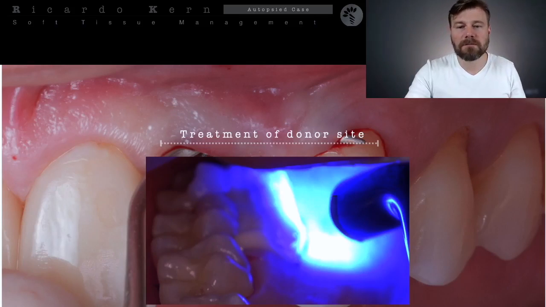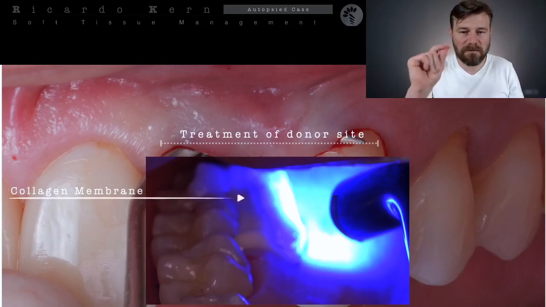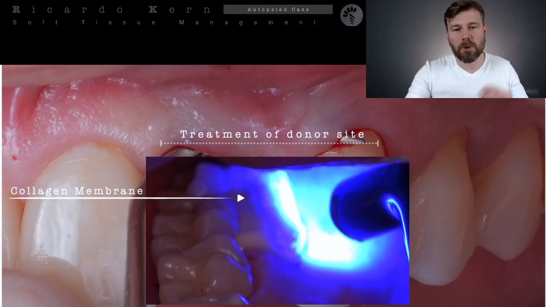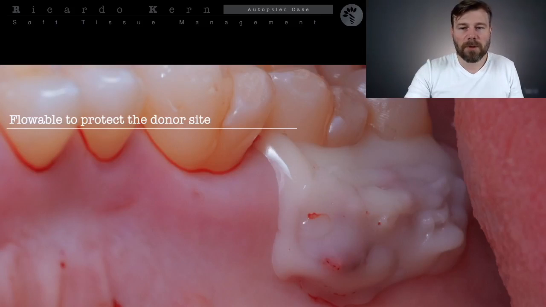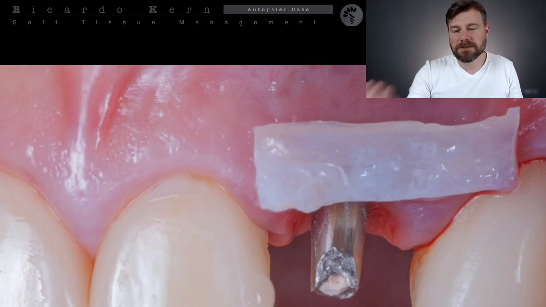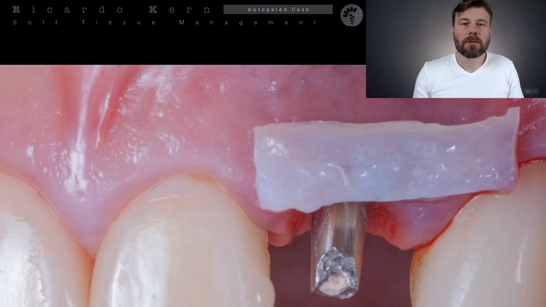In a further video I'm going to really bring this technique with the small details. So the collagen membrane protects the donor site, and on top of that the flowable resin. This is the way the patient leaves the surgery. After 7 days we're going to remove this flowable resin.